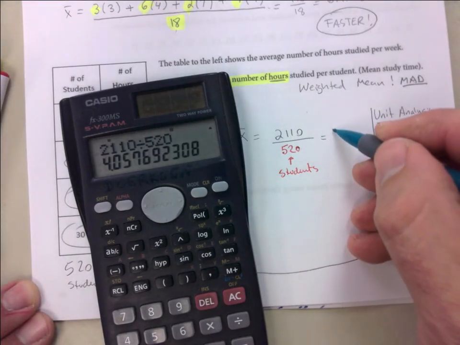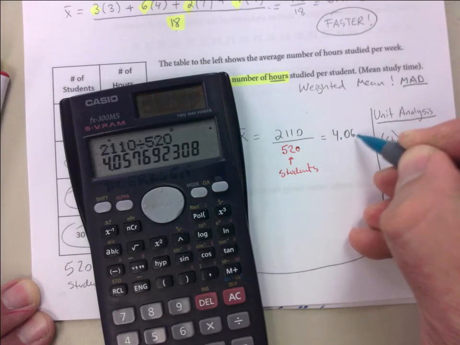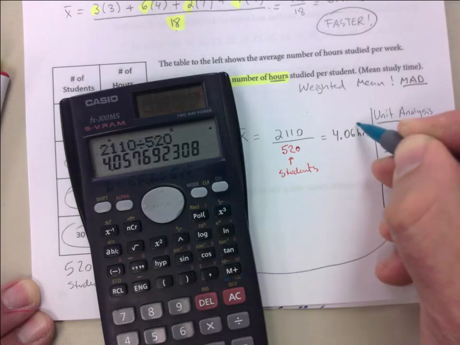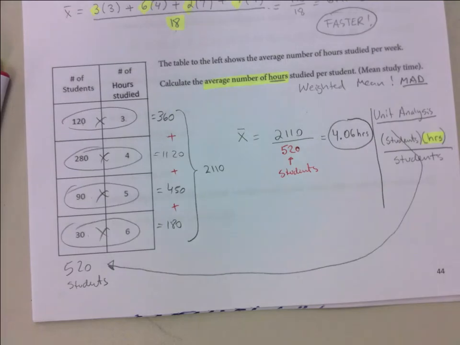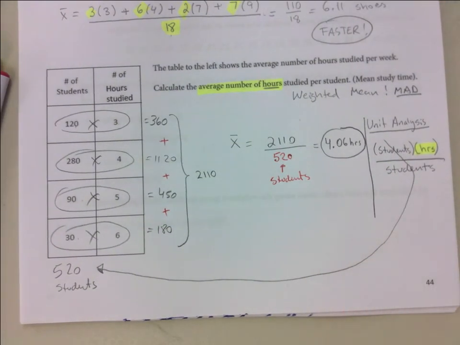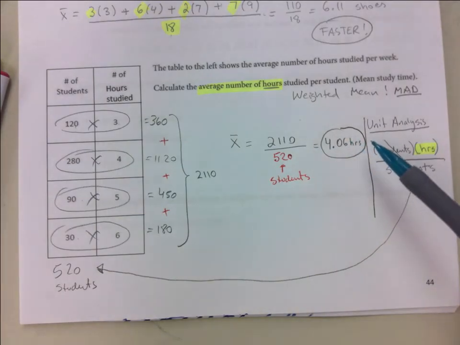On average, students study 4.06 hours. Does that make sense? Hold on, within our data set, does it make sense? A 4-hour study time, is it kind of reasonable?